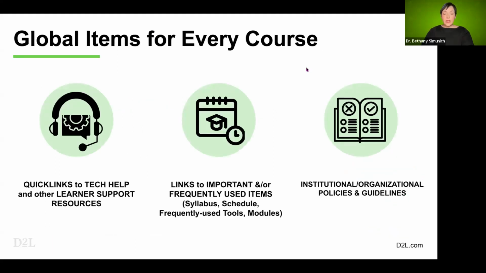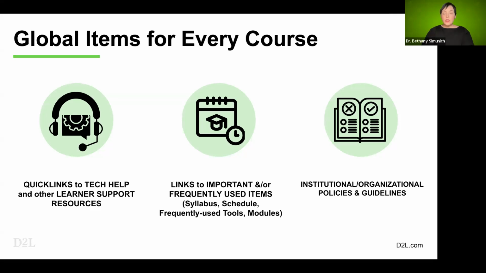There are two basic types of items to include in an LMS template. One, items that will be included in every course or workshop, like those shown here. And two, items that will be modified within each course or workshop by the designer, which we'll talk about on the next slide. Examples of global items to include in every course include quick links in the navigation bar for technology and general learner support help, links to common items that are frequently used at your institution or organization, such as the course or workshop syllabus, or quick links to the learning modules, and also policies or guidelines that apply to the whole institution or organization and are not particular to a specific course or workshop.